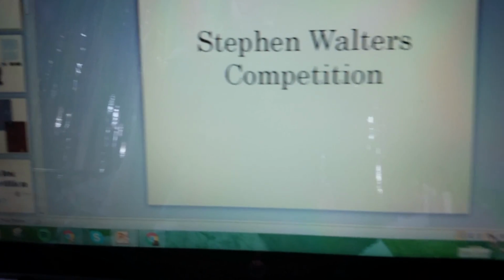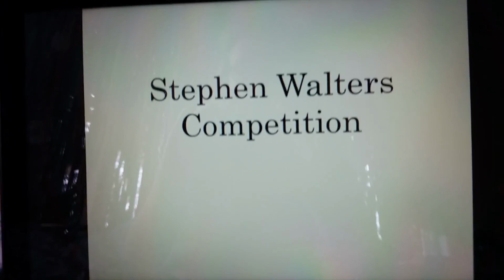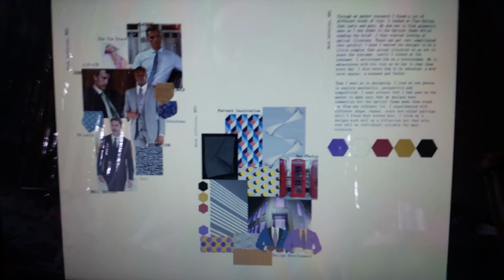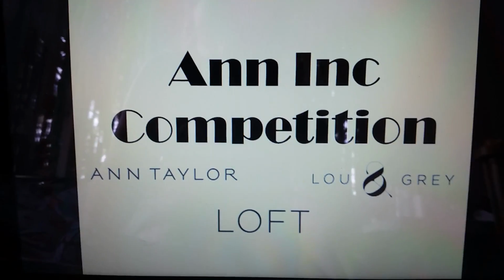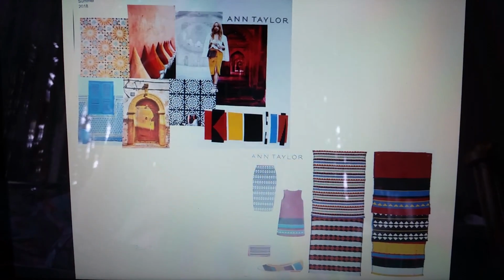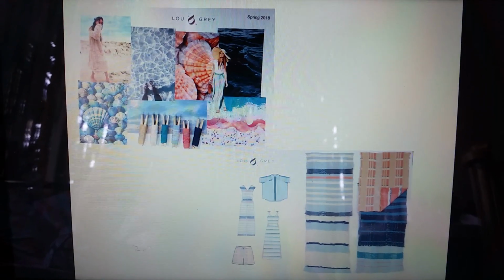So I think we'll get started by showing you my PowerPoint presentation, because I presented my work this week for the interim evaluation. So yeah, I'll just show you that now. It was an overview of the whole term. We started off with the Stephen Walter stuff, and these were my boards and my designs, and then I went into the Anink stuff, and these were my boards for those, if you remember from a couple of videos ago.